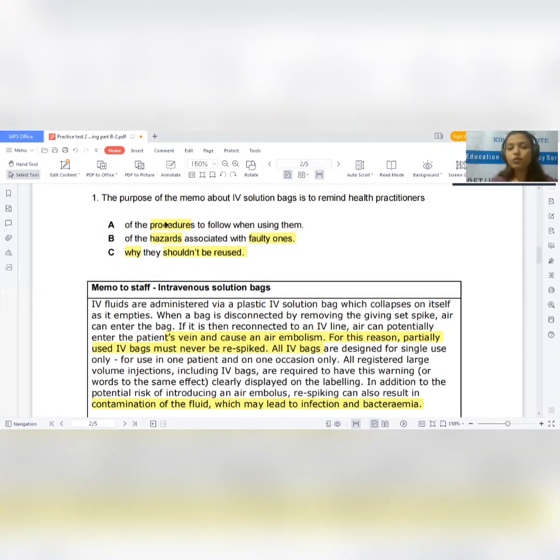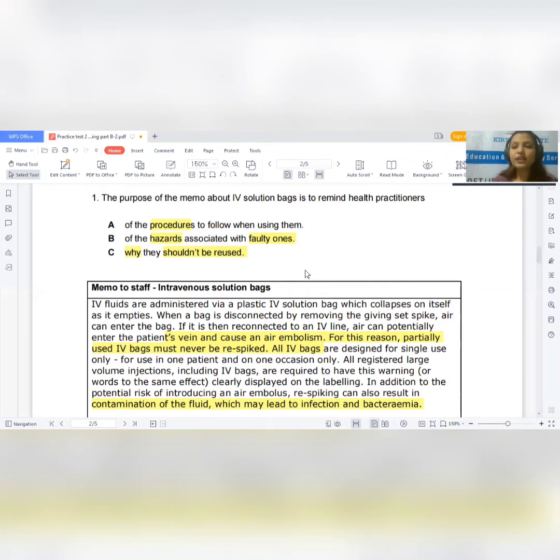It is not about the procedures. It is definitely about the hazard. The procedure is not given. Hazard is there, but it is not about the faulty ones. So half of the option is matching, and the other half is giving contrasting information. So this is not the answer. And C is literally matching with our option.